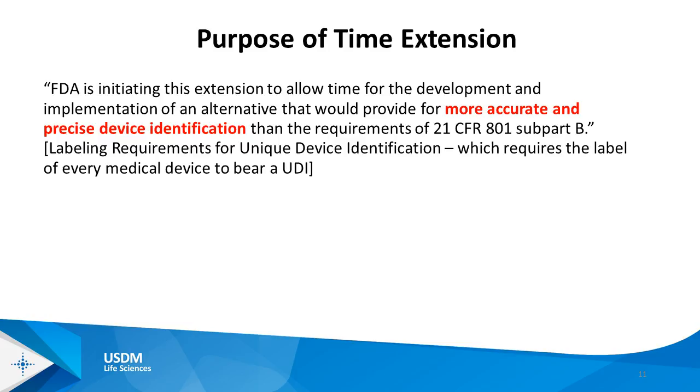So subpart B, you can see there, is the requirement that a UDI be on the label of a device and its packaging. So this extension really talks to the need to create and implement a methodology that goes beyond a label and provides more accurate and precise identification at that point of implantation. So this is, if you will, a step above or a step beyond basic label requirements and talks to the need to provide UDI again at that point of implantation.